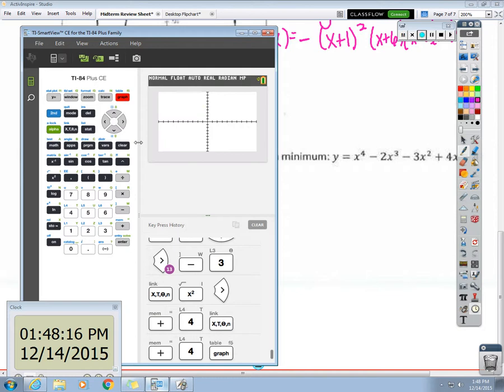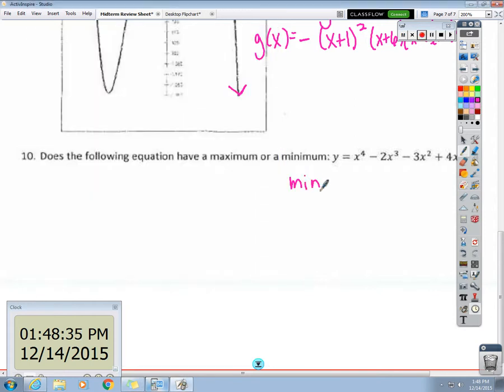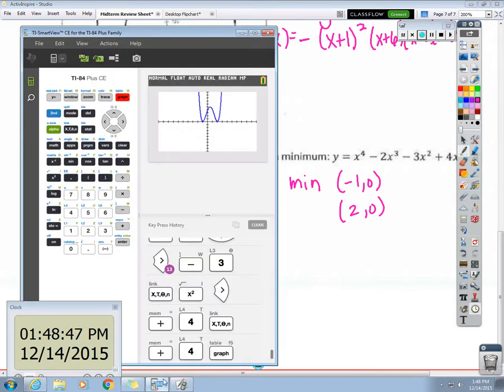Okay, we graph it. They want to know if it has a max or a min. A min. It doesn't have a max because doesn't it go up forever on both sides? So we could never put our finger on the highest point because it keeps getting higher and higher. But we could put our finger on the lowest point and actually two lowest points. It has a minimum at -1, 0 and 2, 0. And that's called an absolute minimum because that's absolutely the lowest the graph will ever go. Now it has a relative maximum right here, but not an absolute maximum.